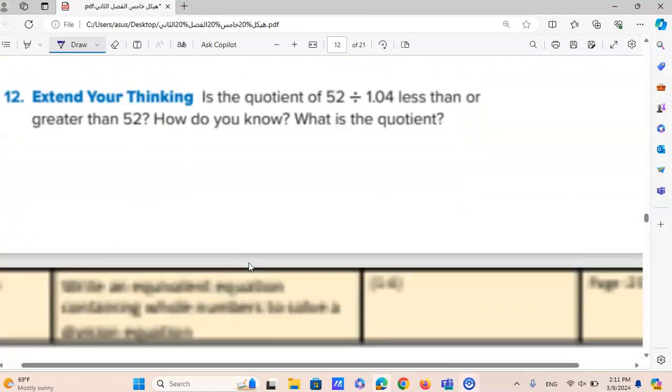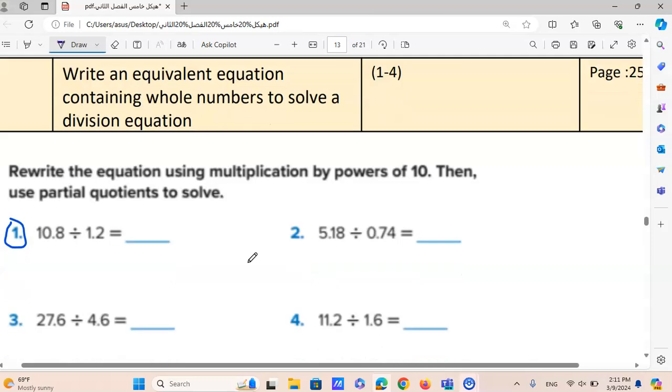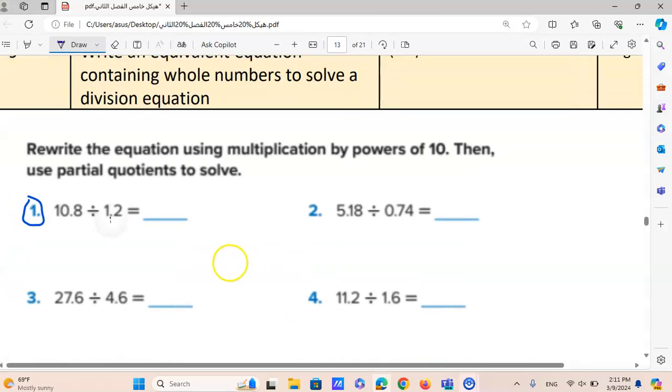What else can we do for you? Here the same. You have to make the divisor a whole number, then rewrite it. 108 divided by 12. You can divide by yourself in your own way, or you can use long division.